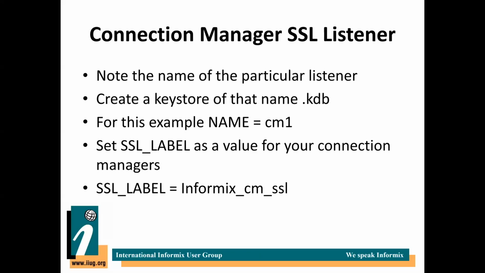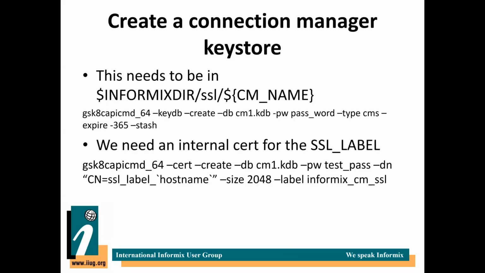The second piece you need to know is remember from my little diagram with the list of the 5 names. The second one was the SSL label. This is going to be the certificate that we use when clients are connecting to Connection Manager. In our case, we're going to use Informix/cm/SSL. This can be whatever it is you want it to be. We're just using that as a sample. So we're now going to create a third key store. This is going to be our Connection Manager key store.